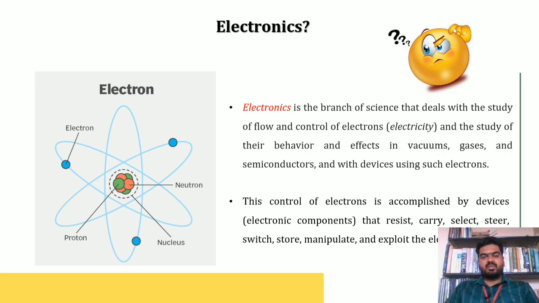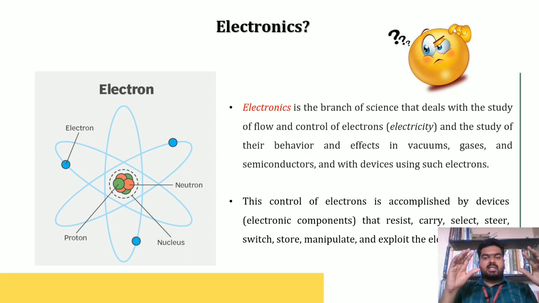To understand the concept of electrons, you must know what is an atom. In any material, there are several atoms. In each atom, there are two major things: one is the electron and another is the nucleus. The nucleus consists of two things, protons and neutrons. Protons are positively charged, electrons are negatively charged, and neutrons are neutral, so there won't be any charge.